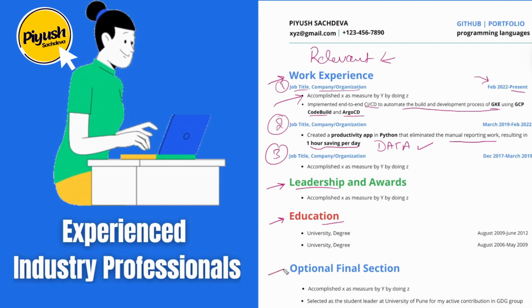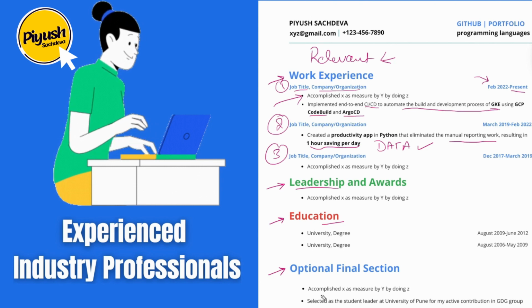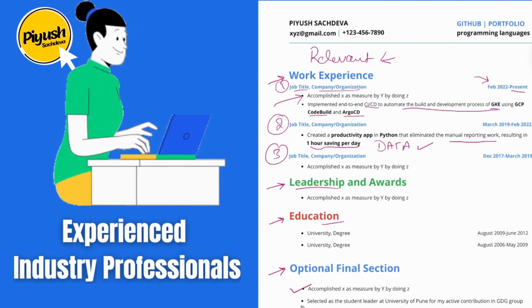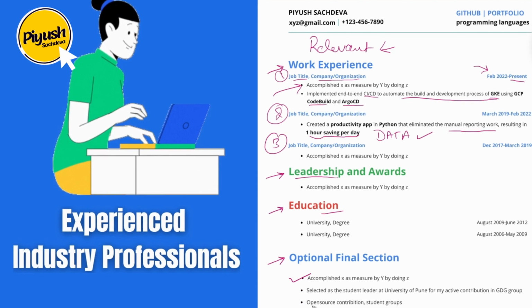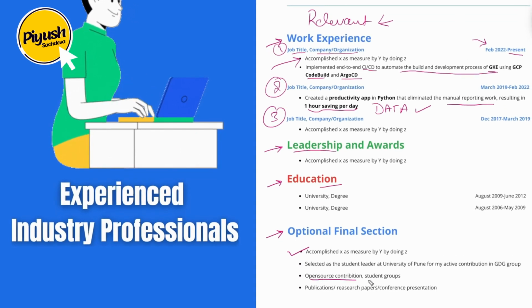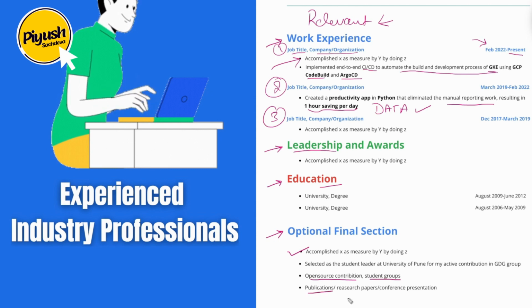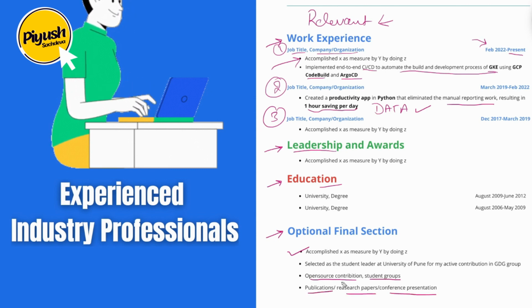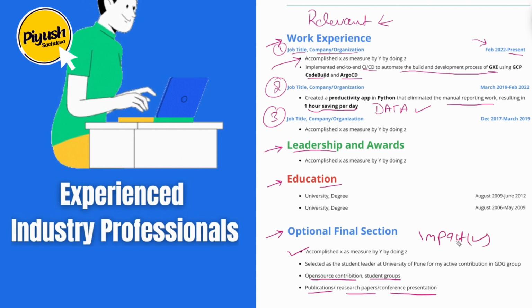And then we have an optional final section. In this section, in the same format as before, you can list down your community contributions, your open source contributions, your participation in student groups, publications, research papers, conference presentations, anything that you do for the community or to upskill yourself, or anything that has an impact. This impact wouldn't necessarily be on the organization that you are working with. It could be for the wider community, or for others as well, but it has some relevancy to the job. This is the main structure that you should follow for creating the Google resume.